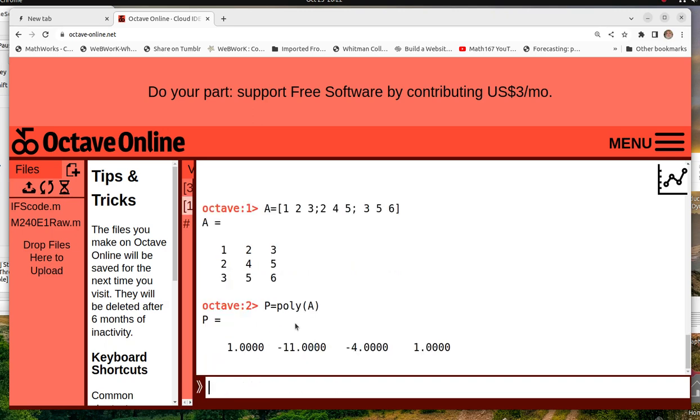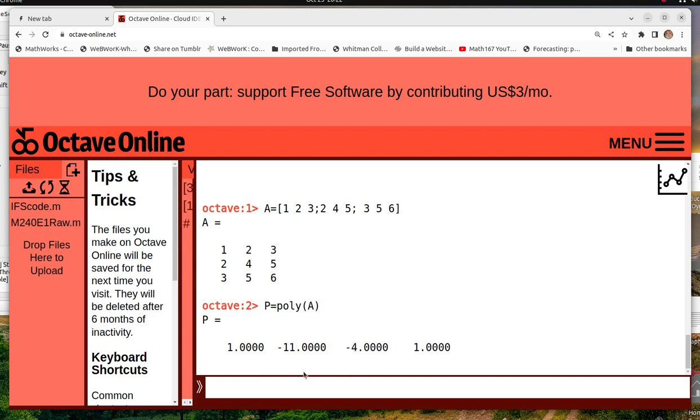Now when I type this, you'll notice that I'm getting four numbers. Those are the coefficients of the characteristic polynomial. The 1 represents the coefficient of lambda to the third power. We have a 3 by 3 matrix, so the polynomial has degree 3. So this is 1 times lambda cubed minus 11 times lambda squared minus 4 times lambda plus 1.